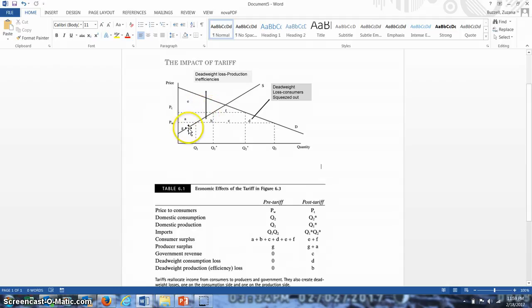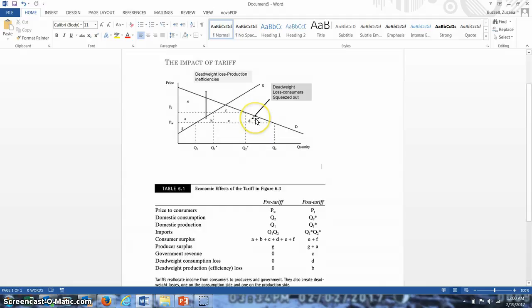See, A and G. Now, the problem is, before the government didn't get any revenue out of this. Okay, but now they do. C is what the government charges. All the products between Q1 and Q2 above the price line, the original price, is the extra tariff they charged. So C is the extra tariff that the government charged. And that's what the government is gaining in revenue.